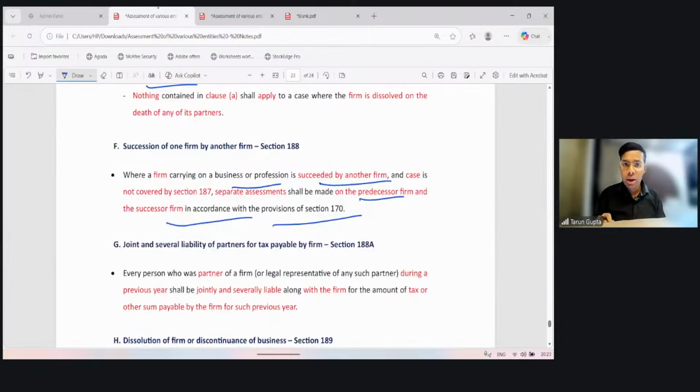But in case of succession, there are two different assessments: one on the predecessor up to the date of succession and another on the successor from the date of succession.